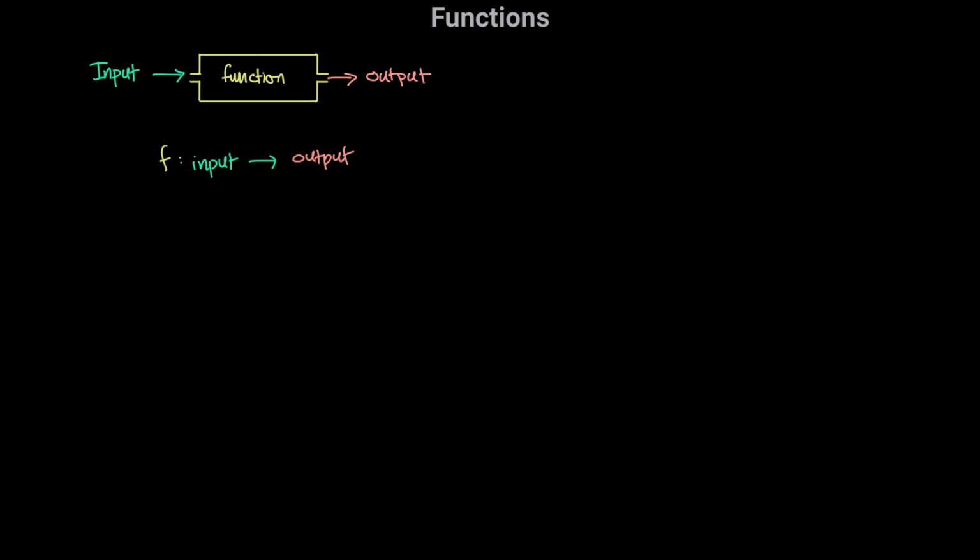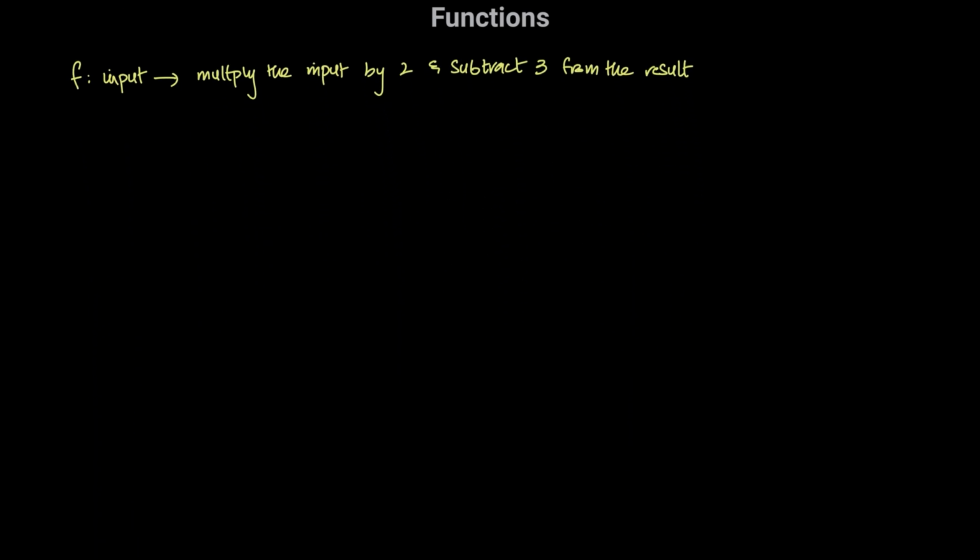So now let's look at an example. Let's say that I have a function f, and remember a function takes an input and performs an operation or a series of operations on that input and returns the output. Let's say that I have a function f that takes an input, and what it does is it multiplies the input by 2 and subtracts 3 from the result. Now how can we express this mathematically?